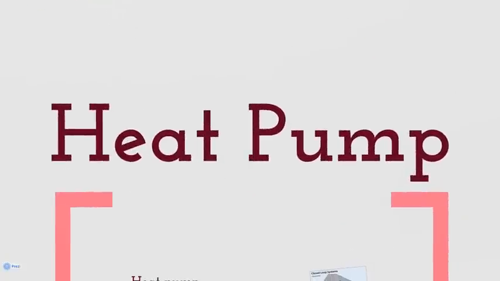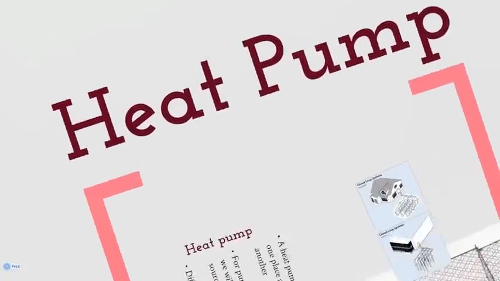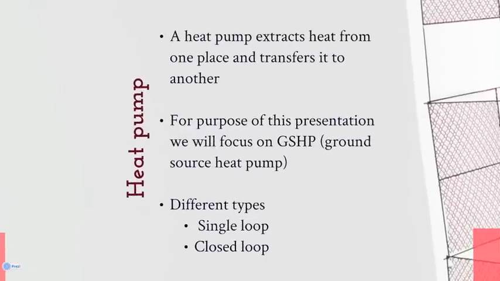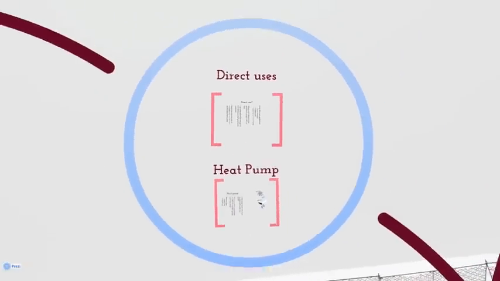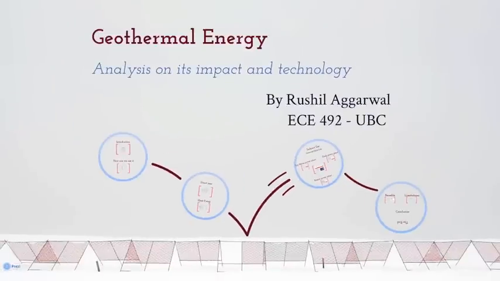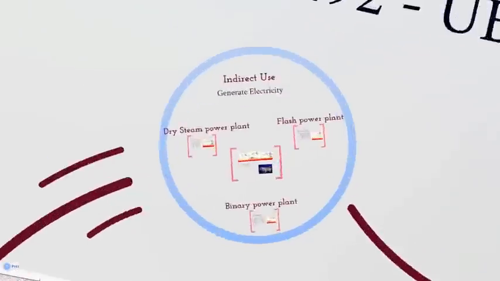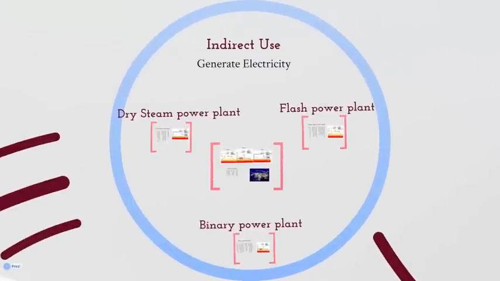So, what are heat pumps? A heat pump is a device that extracts heat from one place and transfers it to another. There are a few different designs available for these, for example, direct exchange system or a closed loop system. However, I will not go into details of how these heat pumps work because that is not the focus of this report. Let's move on to the next topic, which is using geothermal energy as an indirect source, which is the topic of interest today.